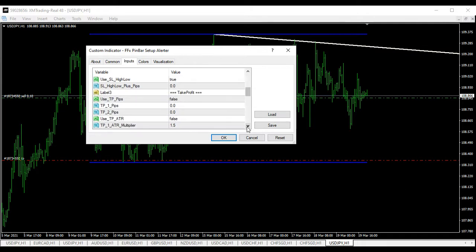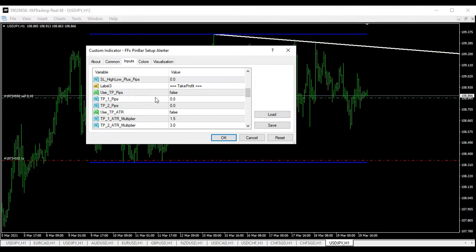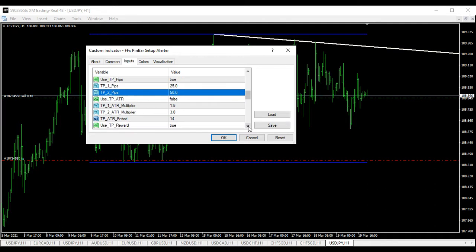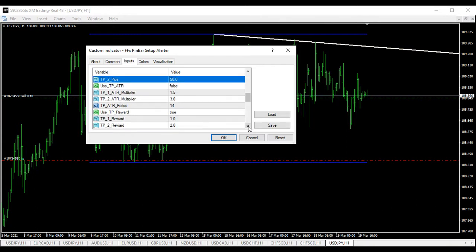Then the take profit in pips. Take profit one, let me say, is going to be 25 pips. Let me use take profit two as my 50 pips, meaning I'm doing at most one-to-one risk reward. I don't see anything bad in it, because I'm following this pin bar every time it sounds. That's all we need to do.